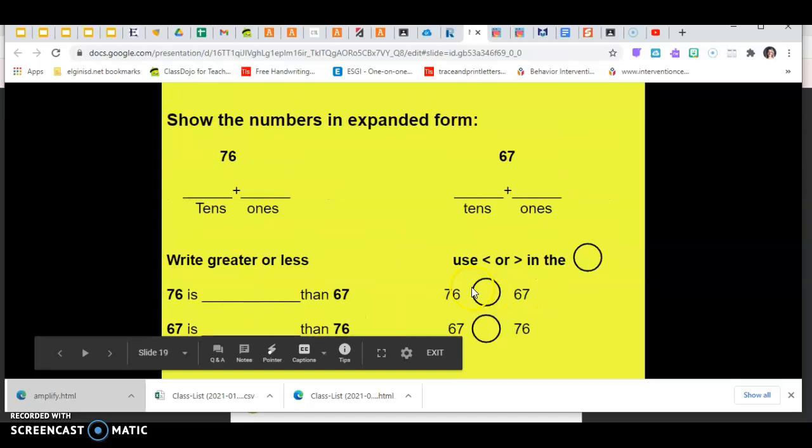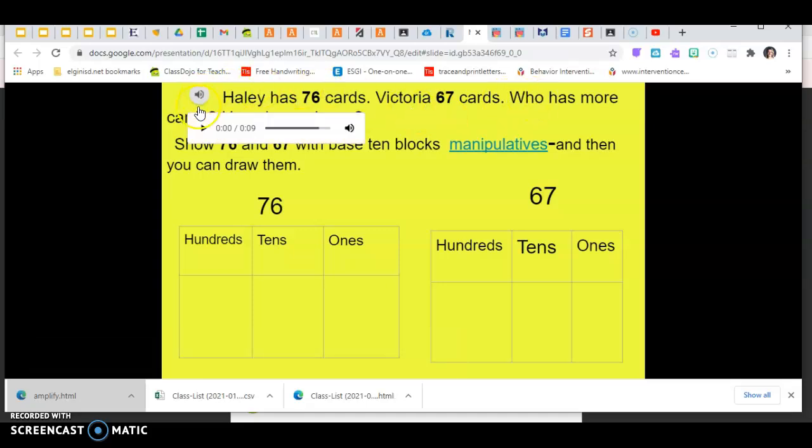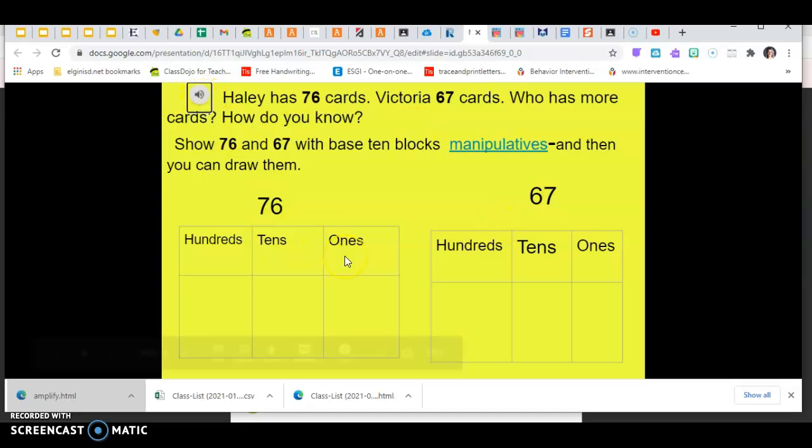Now, if for some reason you forgot what I said up here when I just read this problem to you, you can click on this little speaker and it will read the problem to you. Watch this.